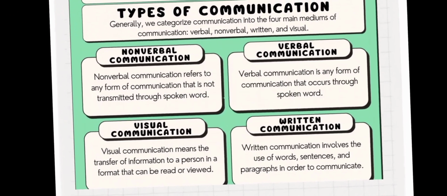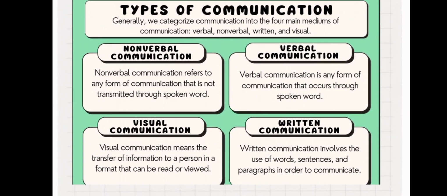Types of communication. So, we have nonverbal communication. It refers to any form of communication that is not transmitted through the spoken word. Verbal communication is any form of communication that occurs through the spoken word. Visual communication means the transfer of information to a person in a format that can be read or viewed. Written communication involves the use of words, sentences, and paragraphs in order to communicate. It is a fourth type of communication that can be used in daily life.